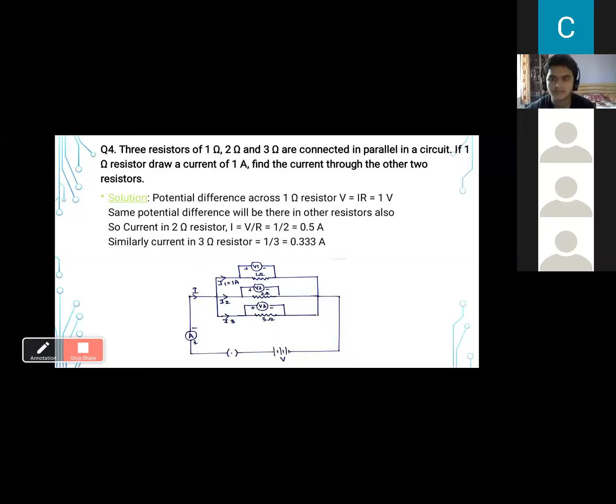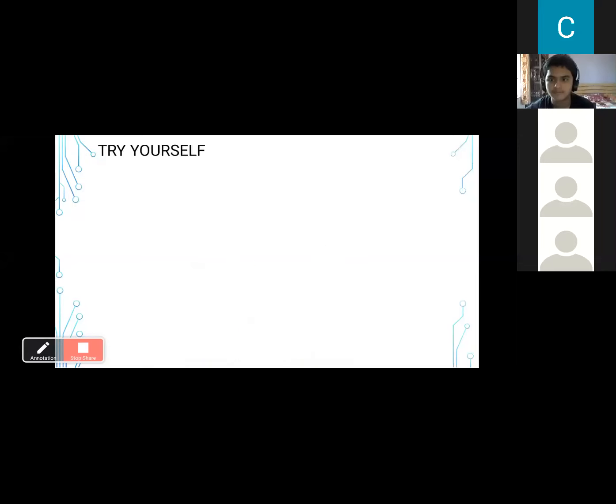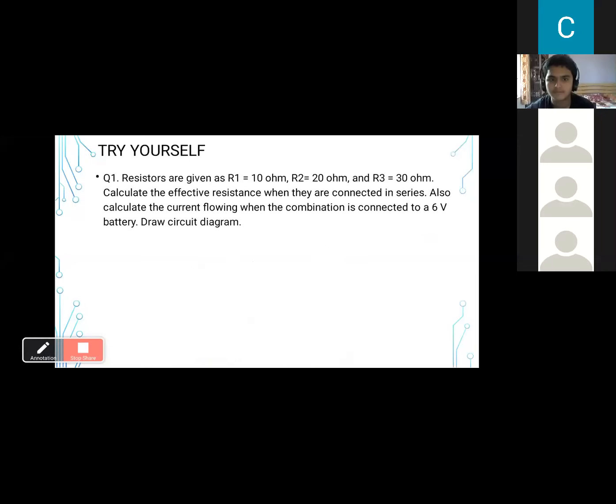Okay. Try this question yourself, then I'll tell you the answer. Resistances are given: R1 is 10, R2 is 20, R3 is 30. Calculate the effective resistance when they're connected in series, and calculate the current flowing when the combination is connected to a 6-volt battery. Draw the circuit diagram. So first you have to find the total resistance, then you have to find the total current in the circuit, and you have to draw the circuit diagram. So try to do it yourself.